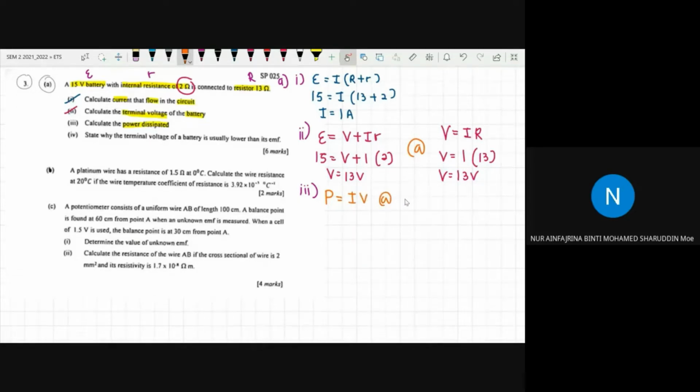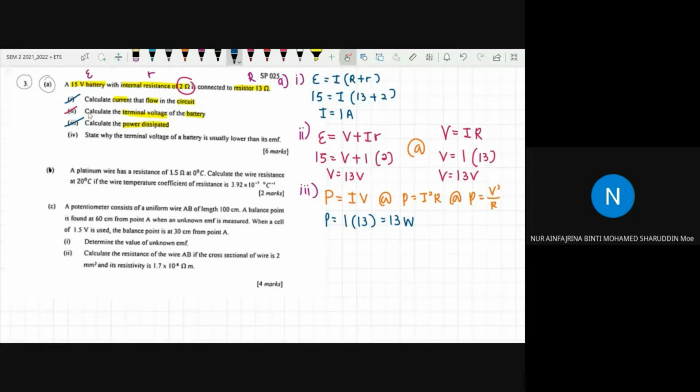Kita juga boleh pakai formula P equals to I squared R. Dan kita juga boleh pakai formula P equals to V squared over R. Use either one. Not a big problem. So okay, Miss pakai yang ni. P equals to IV. Current kita dah tahu satu. And then kita punya voltage adalah 13. So kita akan dapat 13 watt. Remember, unit untuk power adalah watt. Okay, very good. So we are done with question 3A3.